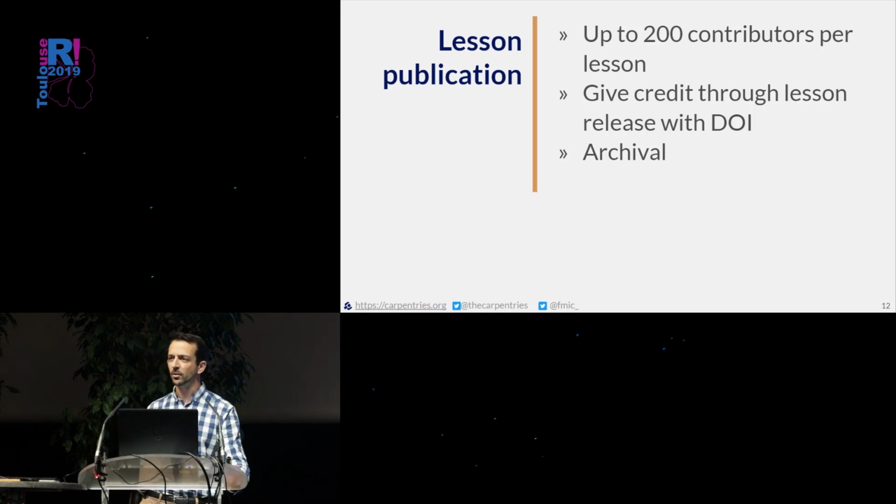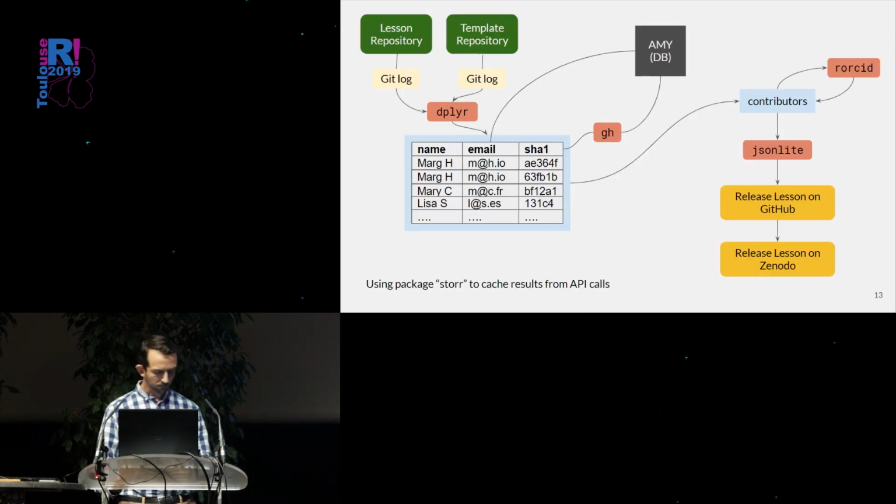Another benefit of using Zenodo is that it provides an archive of the repository, and it follows a really strict standard for archival, much stricter than what GitHub itself could provide. And in our case, because we use for most of our lessons a lesson template that is a different repository that we pull regularly inside the lesson, the history of the lesson template and the lesson itself are intertwined.